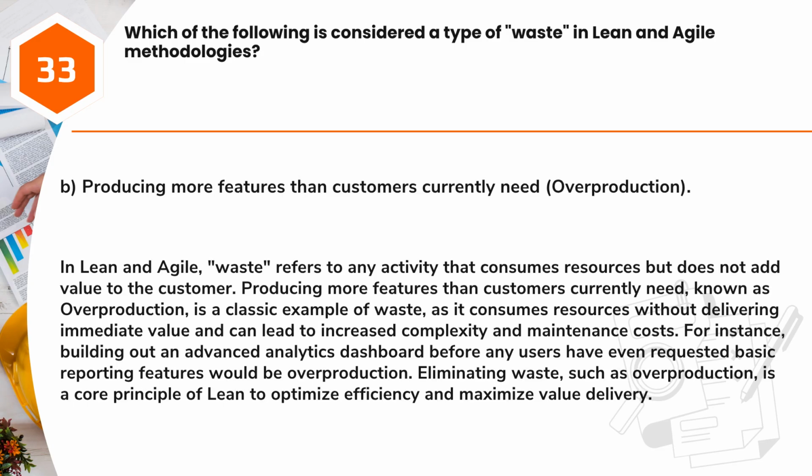Answer, B. Producing more features than customers currently need, overproduction. In Lean and Agile, waste refers to any activity that consumes resources but does not add value to the customer. Producing more features than customers currently need, known as overproduction, is a classic example of waste, as it consumes resources without delivering immediate value and can lead to increased complexity and maintenance costs.